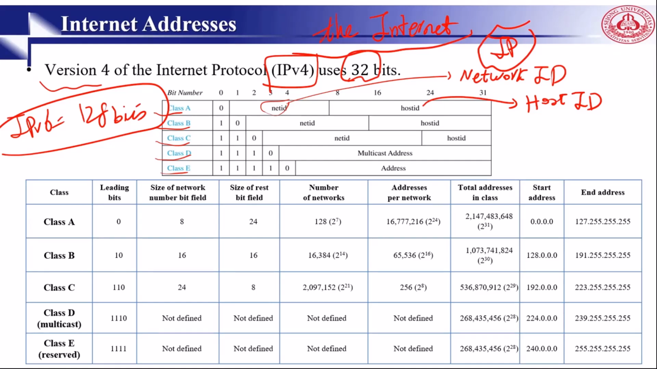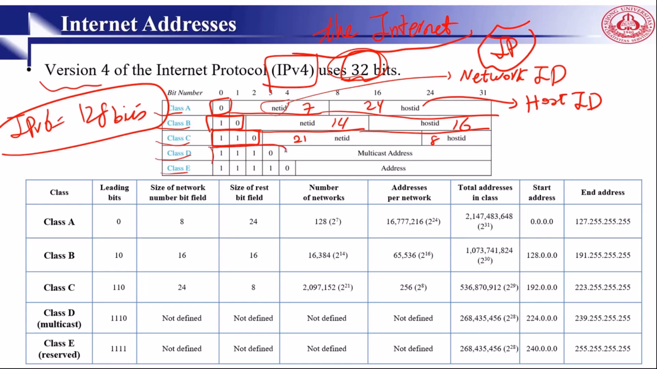In class A, we use 0, which is fixed, followed by 7 bits as net ID, and 24 bits as host ID. In class B, we have 1 and 0 fixed, followed by 14 bits net ID and 16 bits host ID. So we have 7 here, 24 here, 14 here, and 16 here. The sum should be 32. In class C, we have 110 fixed, then 21 bits net ID and 8 bits as host ID. Class D and class E are reserved.